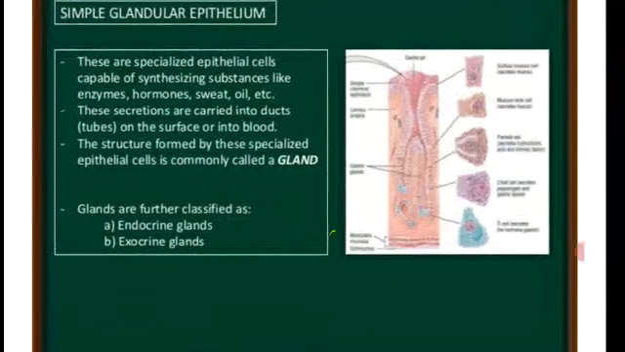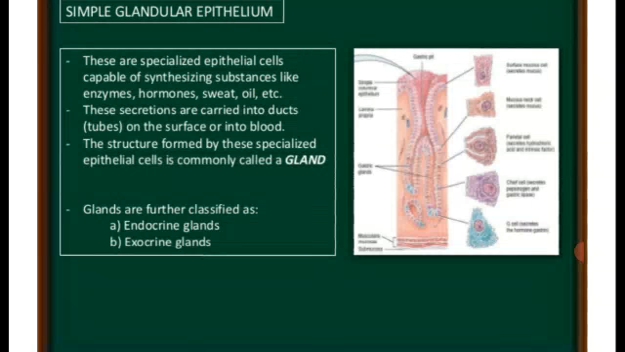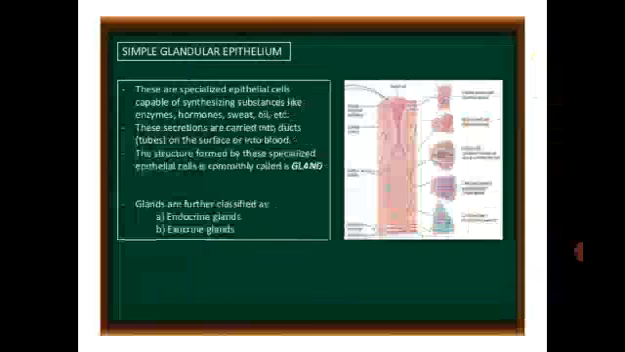Simple glandular epithelium. These are specialized epithelial cells capable of synthesizing substances like enzymes, hormones, sweat, oil. These secretions are carried into ducts on the surface or into the blood. The structure formed by these specialized epithelial cells is commonly called a gland. And glands are very important. Glands are further classified as endocrine glands and exocrine glands, and in class 10th you will study this topic in detail.